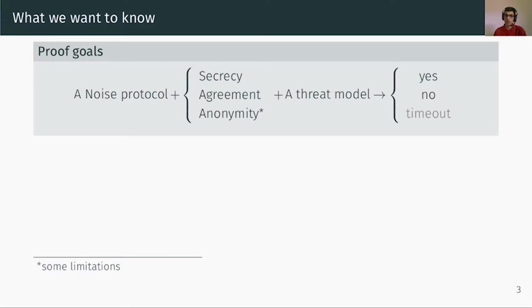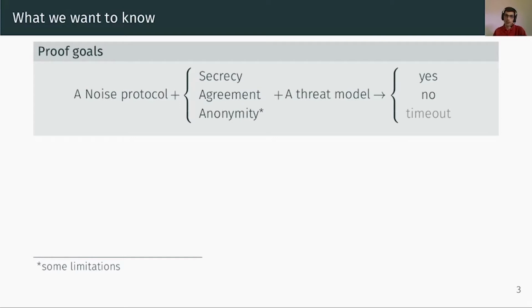To compare Noise protocols, we first have to determine their security guarantees. What this means is that for every Noise protocol, security property, and threat model, we want to know whether it holds or not. Of course, we need to limit the scope. We chose the security properties mentioned in the Noise specification, that is, first, secrecy, the fact that the adversary cannot learn what payload we sent or received, agreement, the fact that when Alice thinks she's talking to Bob, she's not actually talking to Charlie or even no one at all, and anonymity, the fact that the adversary cannot distinguish between Alice talking to Bob and Alice talking to Charlie.